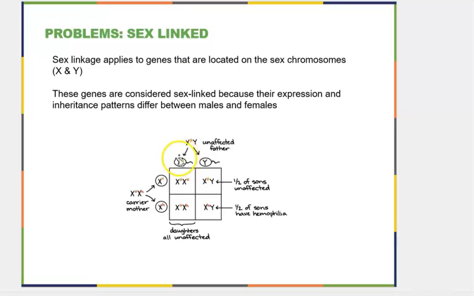Like this, you're just keeping track of your X's and you're keeping track of your Y's. And you will see half the sons have hemophilia because you only need one copy. Half the sons are unaffected. All the daughters are unaffected, but half of them will be carriers. Okay, that is all on monohybrid crosses.